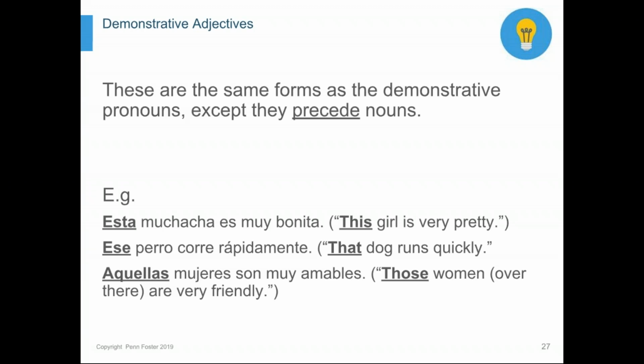So since muchacha is a feminine and singular noun in the first example, esta has to be feminine and singular. So this girl is very pretty. As you go on, you'll recognize that perro, masculine singular, ese agrees with it, masculine and singular.